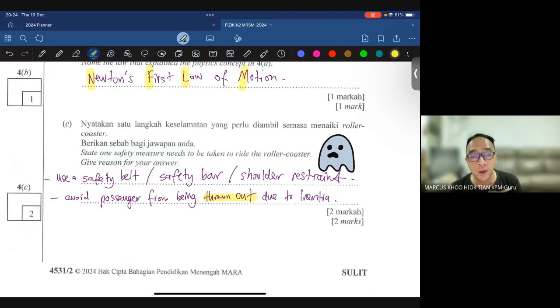But what I want to emphasize, and the reason why I put this sticker over here with the ghost face and everything, is that when you give a reason, try to put some physics inside. So why is he thrown out? It's because of its inertia. That's why it's thrown out. The person doesn't fall. I think fall is really very unacceptable lah. Thrown out is the best answer for this lah.